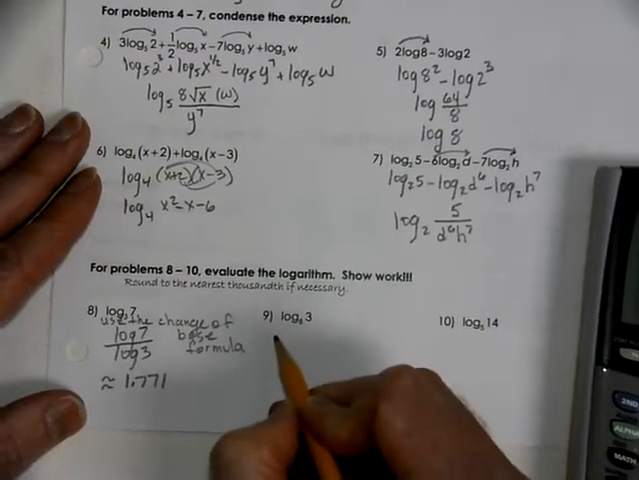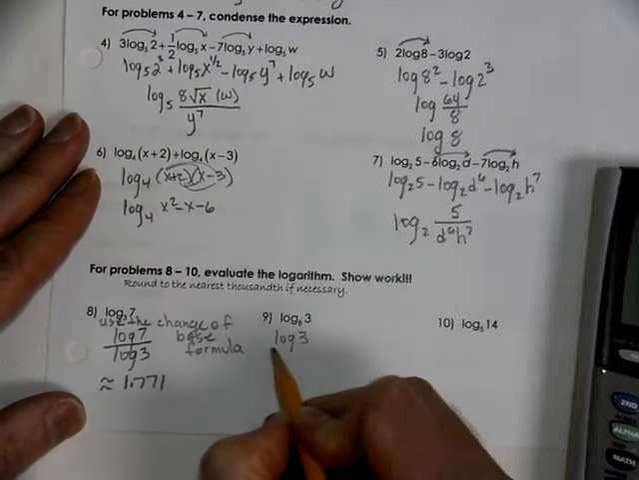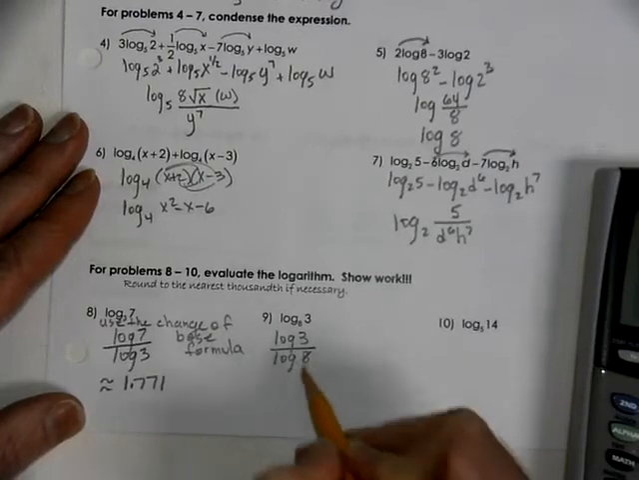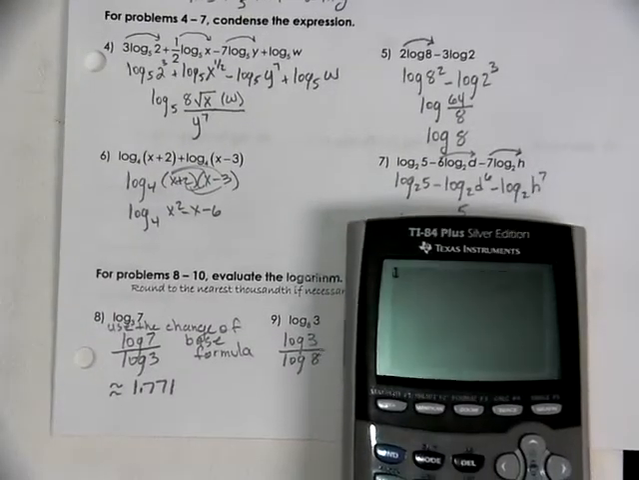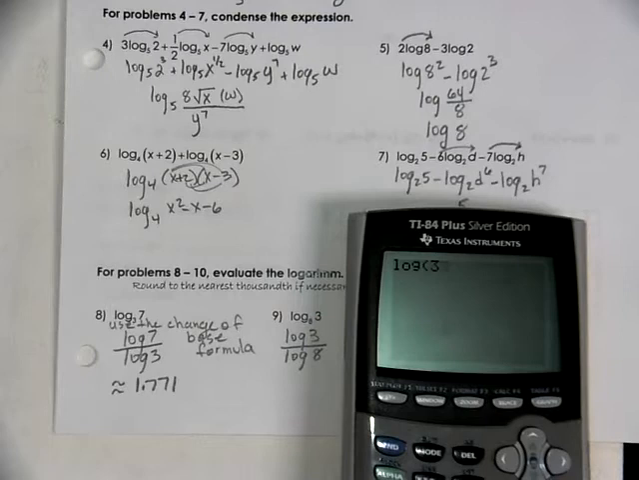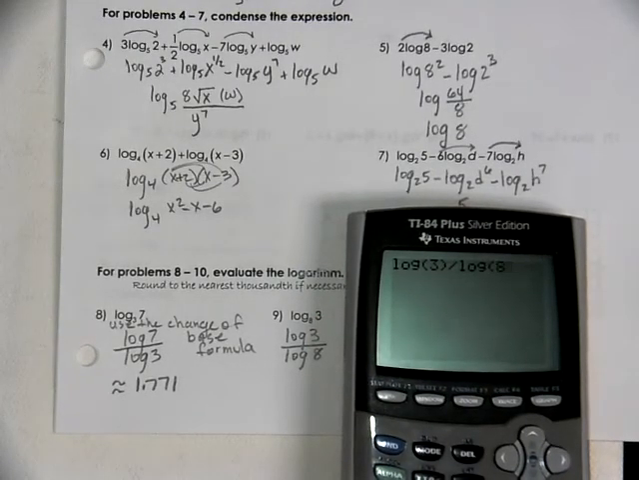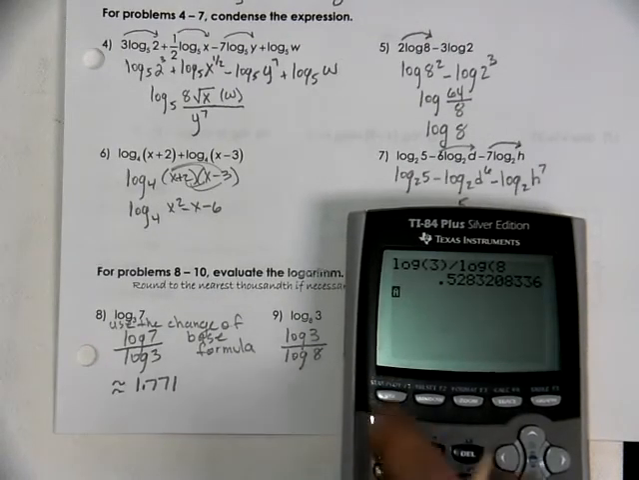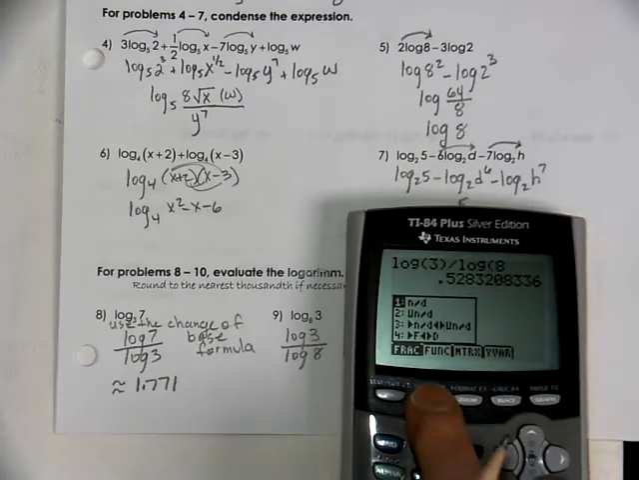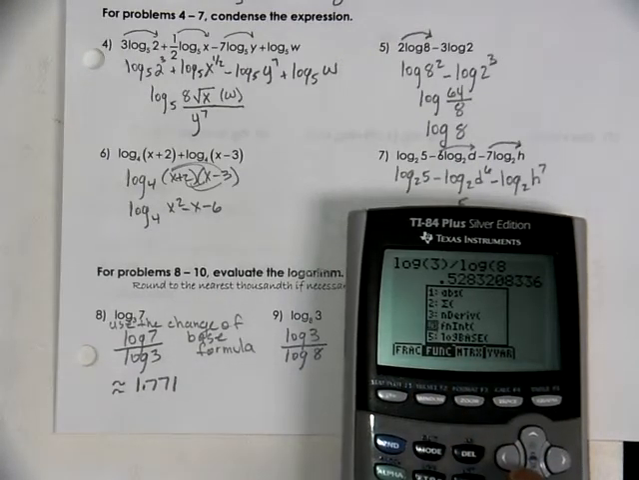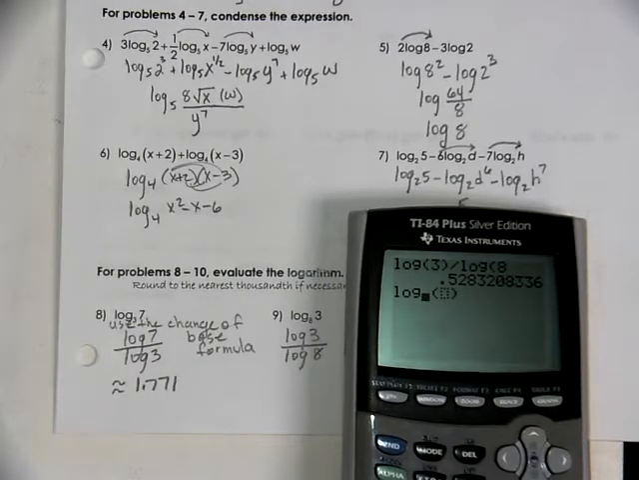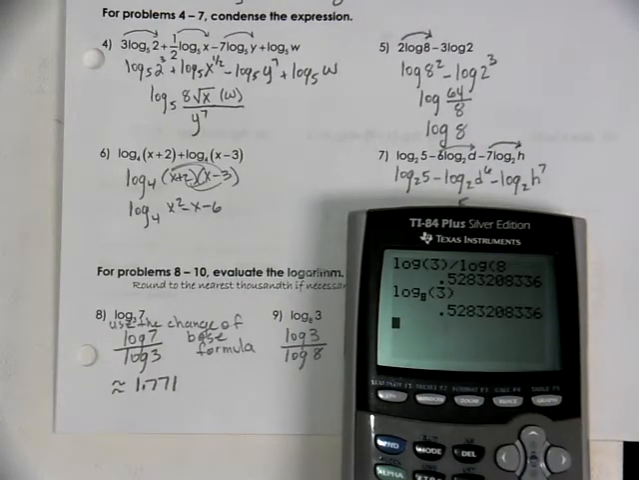Here we could say log base 3 over log base 8. So you could do it the same way. Log base 3, you've got to put parentheses around that, divided by log base 8. You can close the parentheses or not, doesn't matter. The other method you can use is alpha y equals. Go over to window, which is the functions, down to number 5, which is the logarithm. And you can put in the 8, and you can put in the 3, and you should get the same exact decimal.